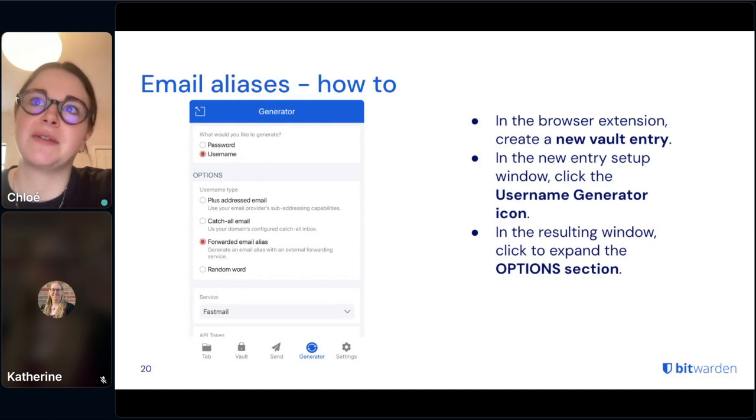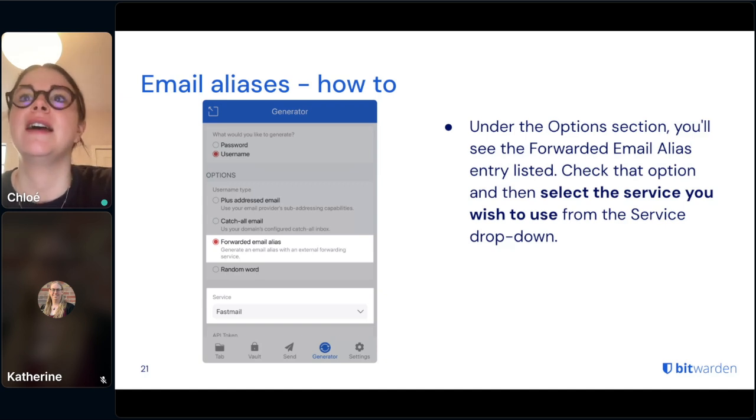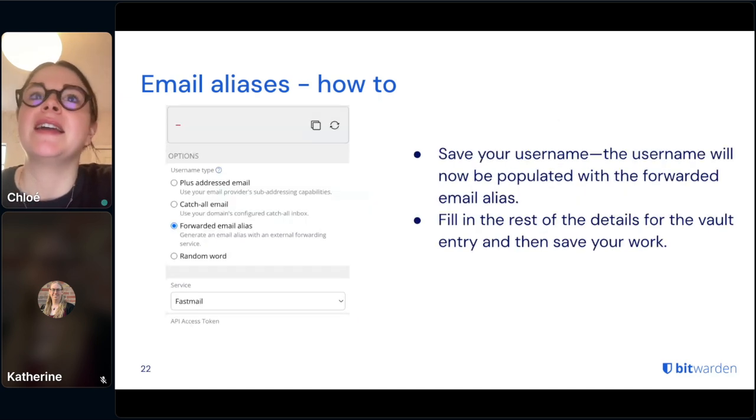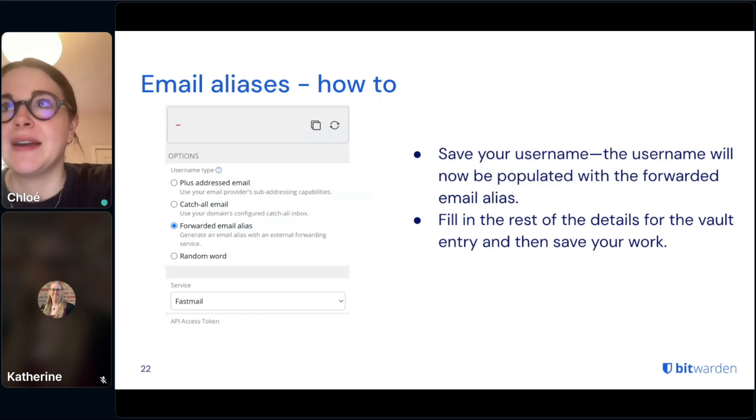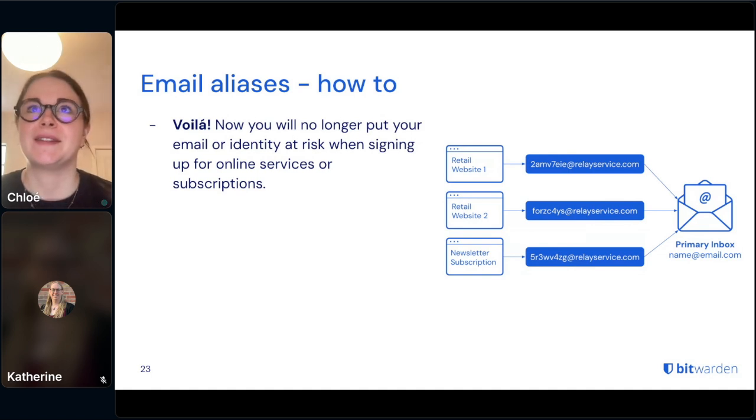And in that resulting window, you click to expand the options section. And from there, under options, you'll see the forwarded email alias entry listed. Then you check that option, and then select the service you wish to use, such as Fastmail here from the service dropdown. And then finally, you will save the username, and the username will now be populated with the forwarded email alias. Fill in the rest of your details in the vault entry, and again, save your work. And voila, now you will no longer have to put your personal email identity at risk when signing up for online subscriptions or services. That's it for me.